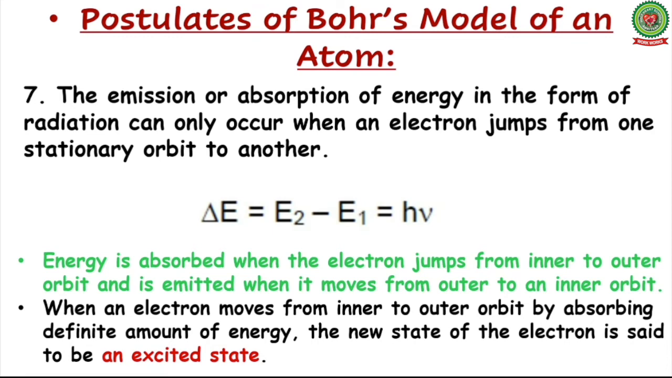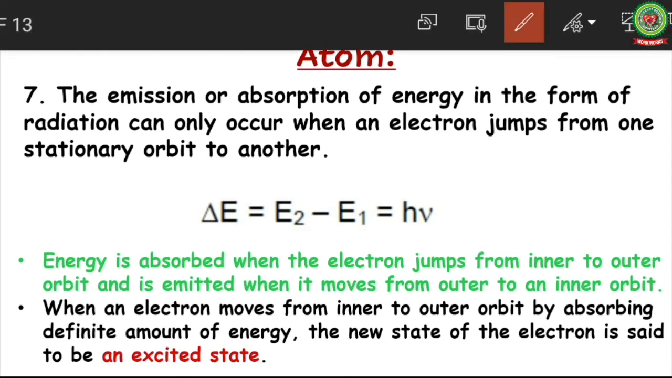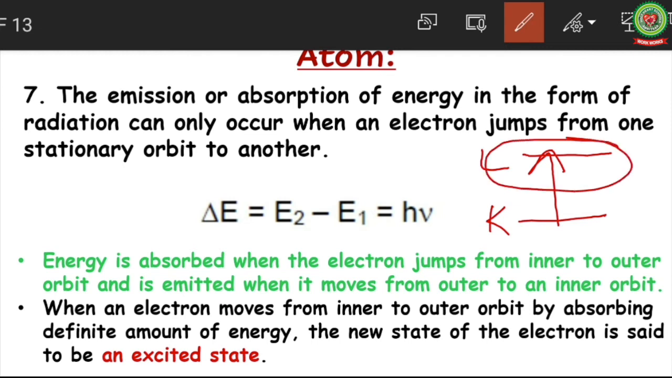Just now we were discussing this point: supposing the electron is present in the K shell, and when it jumps to the next shell, the energy is absorbed in doing this. When the electron jumps from K to L, this is known as the excited state of the atom, and K will be termed as the ground state of the atom.